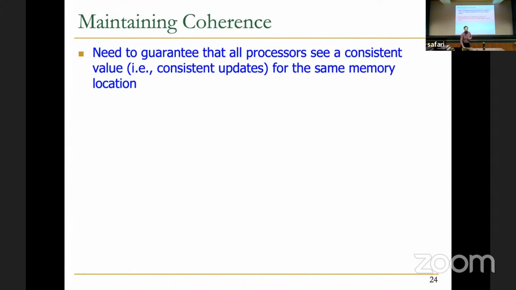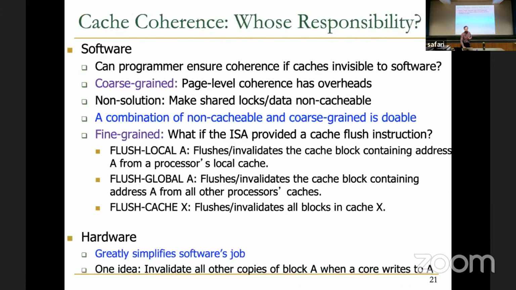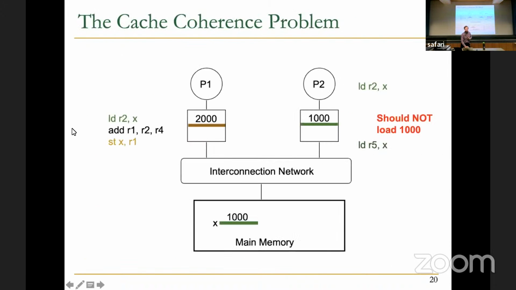Well, if you go back to this, you want to get the correct value, right? So for example, this could be a variable. It could be 4 bytes. You want that 4-byte value to be correct. So if somebody updates that 4-byte value to be 2000, you should get that update, right?